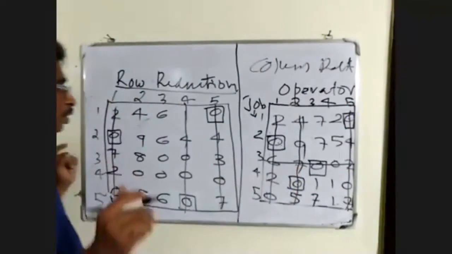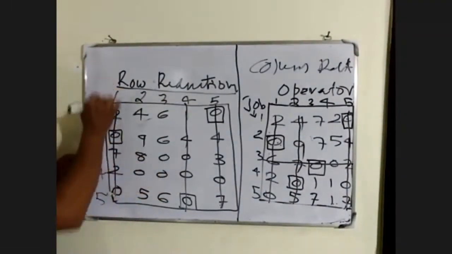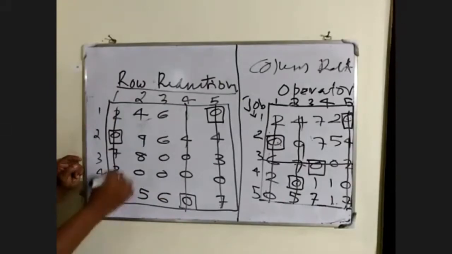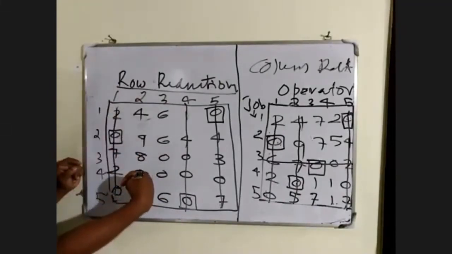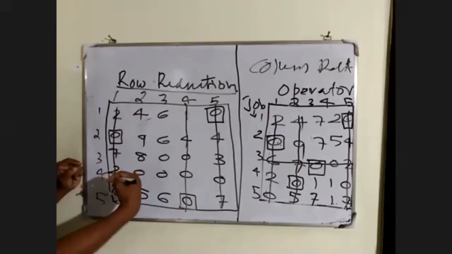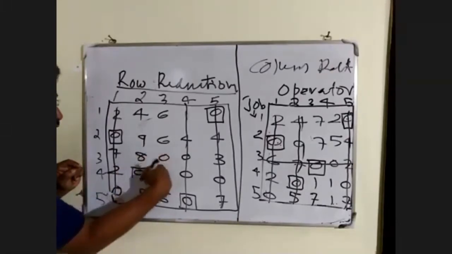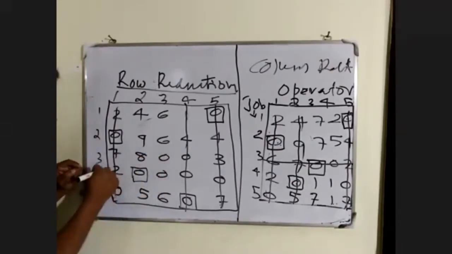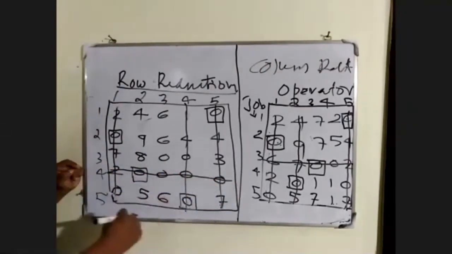Then what you have to do? Column scanning. Same procedure. First column, nothing to do, already cut. Second column, check whether there is exactly one zero. Yes, you have to block it. Then horizontally or vertically? Horizontally you have to cut.